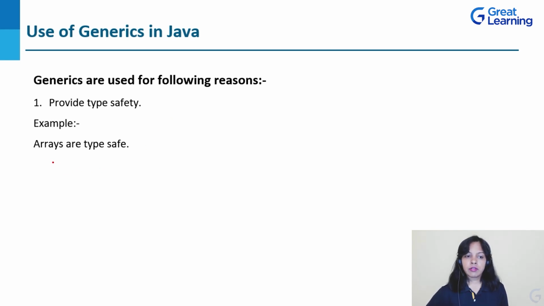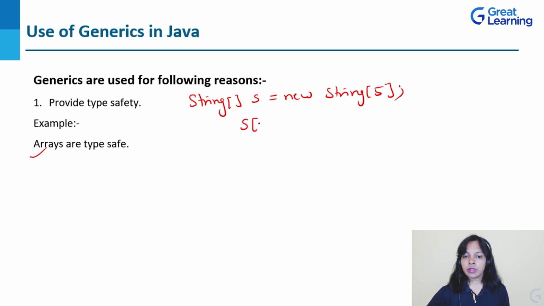So we say that arrays are type safe. What is the meaning of it? Suppose I define an array of type string. The name of the array is S equals new String, and the size of the array, suppose, is 5. Now if I try to add elements into this array S, how will I do it? S of 0, that is at the 0th index, I'm going to add ABC. Then at S of 1, I'm going to add PQR, suppose. There won't be any error.